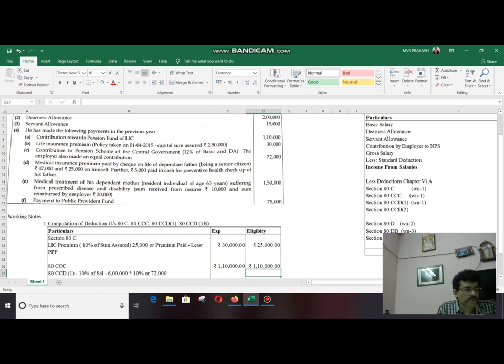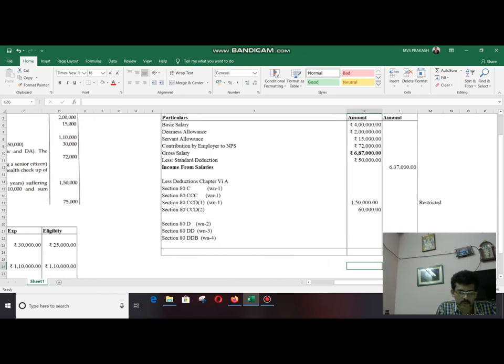Now, contribution to pension scheme of central government: 12% of basic salary. The employer also made an equal contribution of 72,000. Employer's contribution 72,000. Employee's contribution 72,000. Employer contribution, we have already considered as salary income. Now employer's contribution I have to consider under 80CCD subsection 2. Now let us see here. How much do I have to consider?